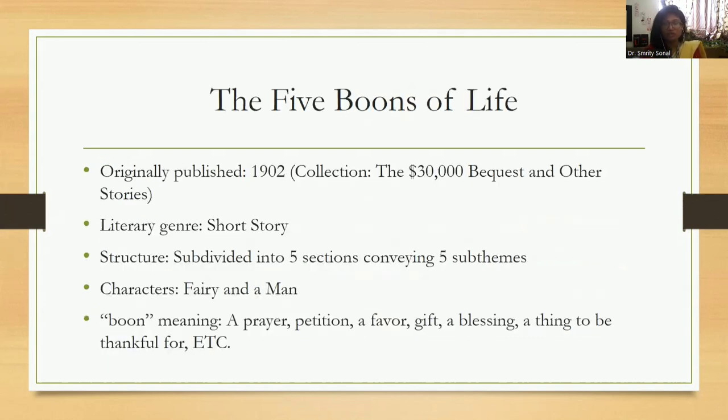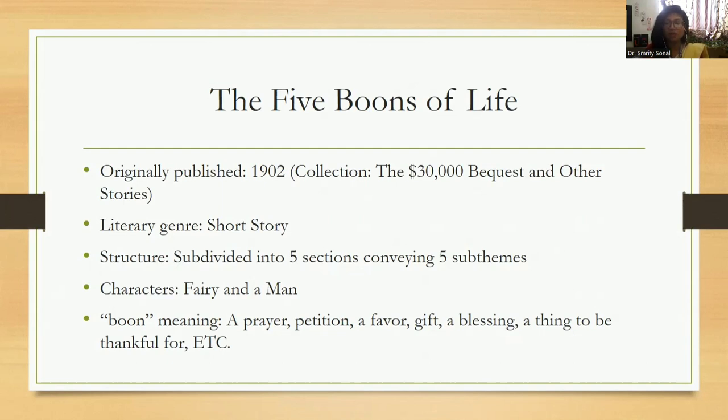Now, moving directly to the story, The Five Boons of Life is a short story, which can also be called a fable. It was originally published in the year 1902, and it was published under the collection The $30,000 Bequest and Other Stories. The genre in which it belongs is short story, though it does not look like a short story because it has various chapters, very short paragraph-like chapters within.